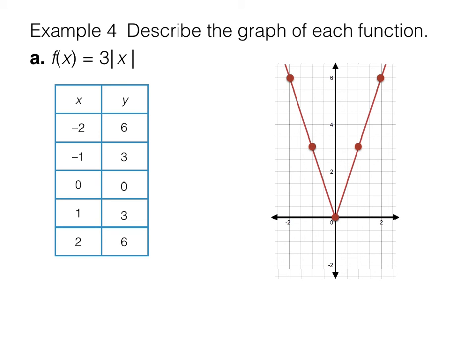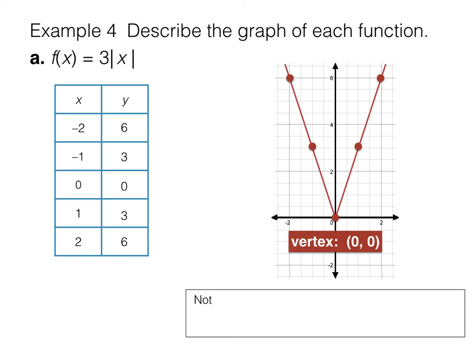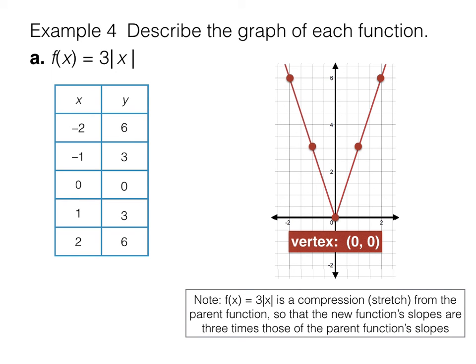And we see that there was no shift from the origin. My vertex is still at (0, 0). However, this particular function is more narrow than the original parent function, because in fact the pieces of the function are 3 times as steep as the original function. So when something is 3 times as steep, it's going to be more narrow. That's my vertex, and I can see my vertex there in the equation.